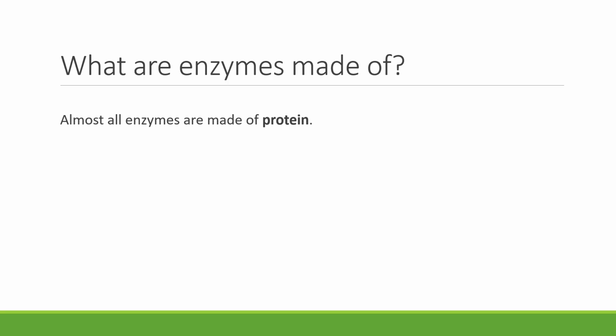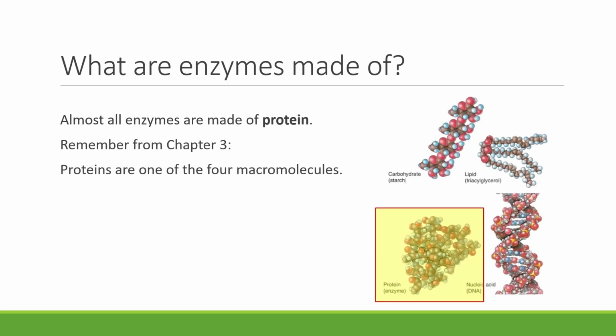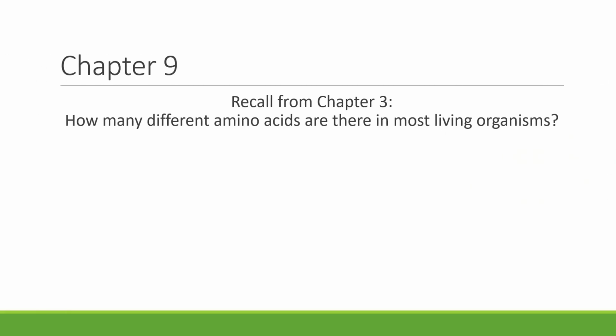So back in chapter 3, we learned that proteins are one of the 4 macromolecules alongside carbohydrates, lipids, and nucleic acids. Each of the macromolecules we learned is made of smaller building blocks. And in the case of proteins, those building blocks, those monomers, are called amino acids. And for this next checkpoint, I want you to think back to chapter 3, consult your study guide if needed, and tell me how many different amino acids there are in most living organisms.